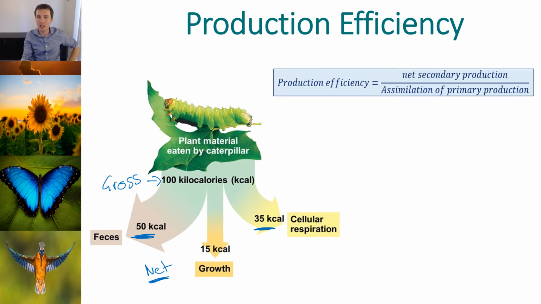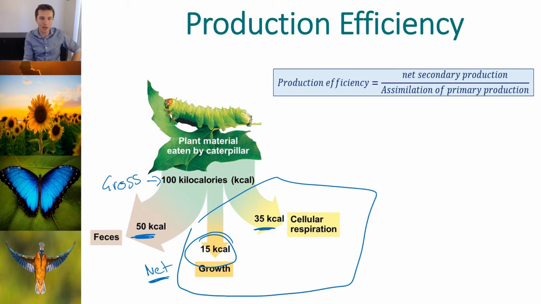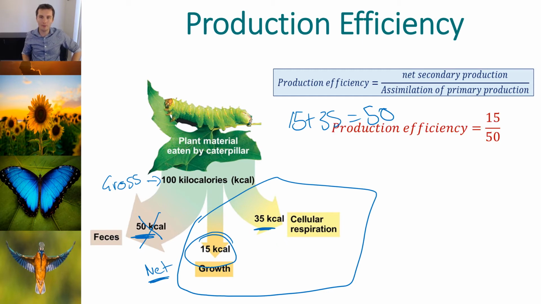The other thing you had to do was calculate production efficiency. So to calculate production efficiency, we've got our net, which is 15, divided by our assimilation of primary production. Now remember, assimilation is just looking at growth and respiration, not including the feces. So our assimilation would be 15 plus 35, which equals 50. Putting that in this formula, we have 15 divided by 50, a value of 30%.